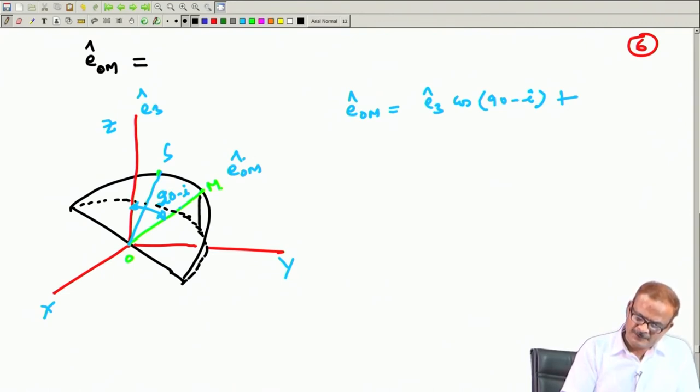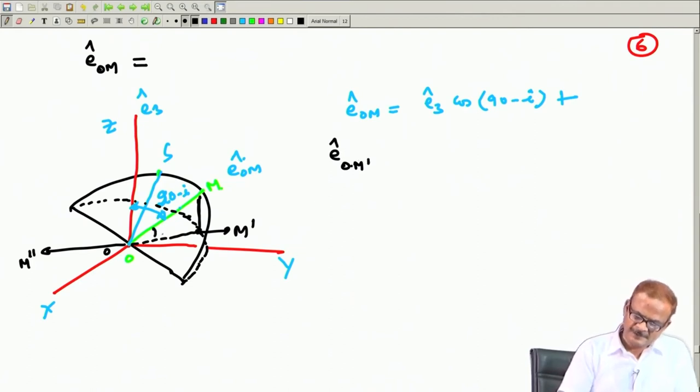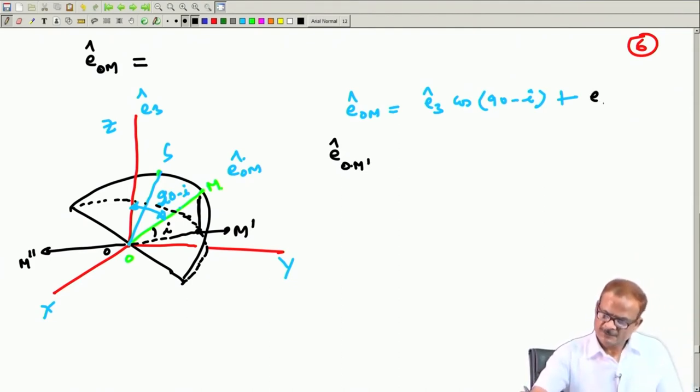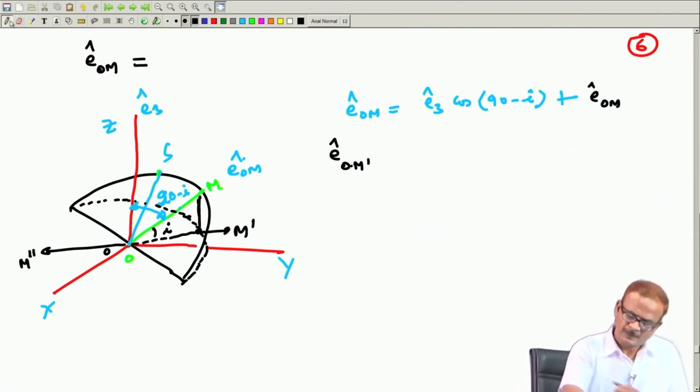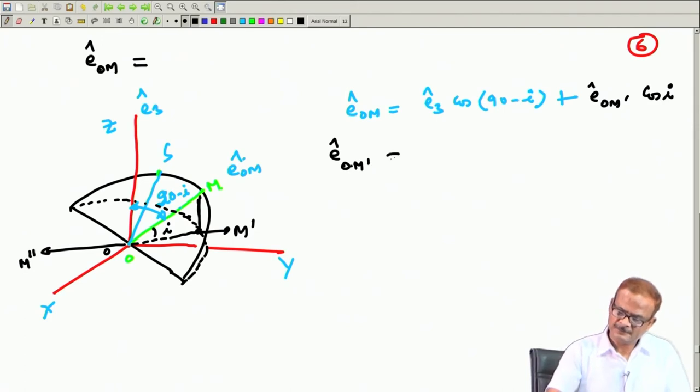So, this footprint is from this place to this place, and we have written this point as m, and in this direction this is m prime and this is m double prime. Okay. So, we need the O m prime vector. And we know that this angle is I. So, we have to write here E O m prime cos I. Okay. And then we have to write how much this value is, which we have already worked out.